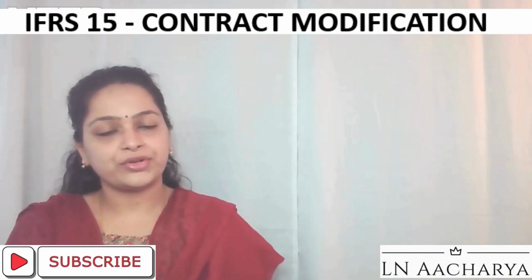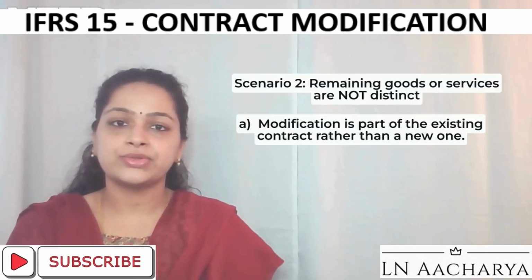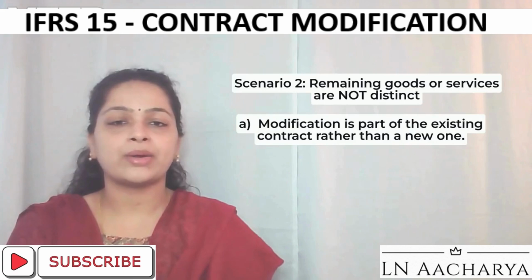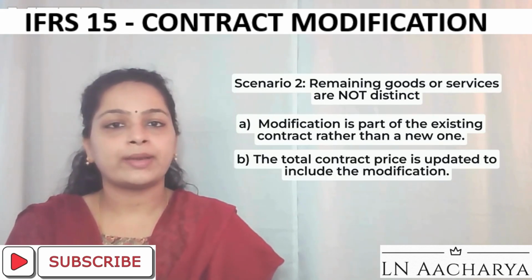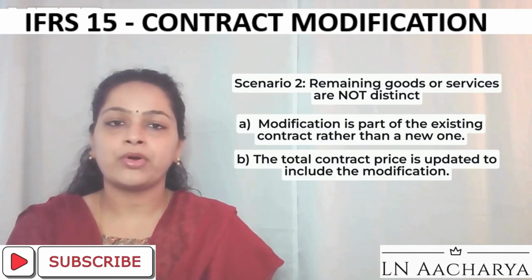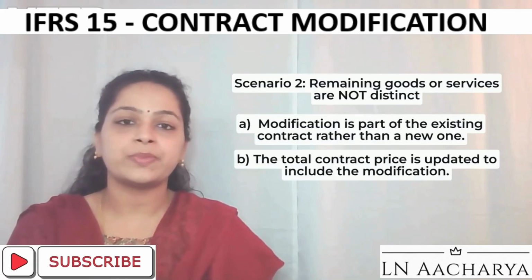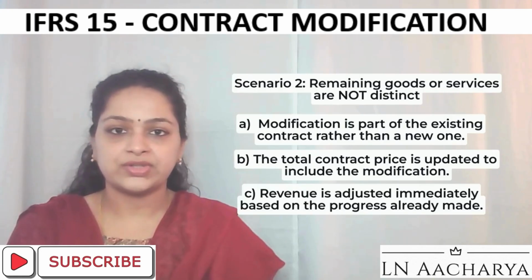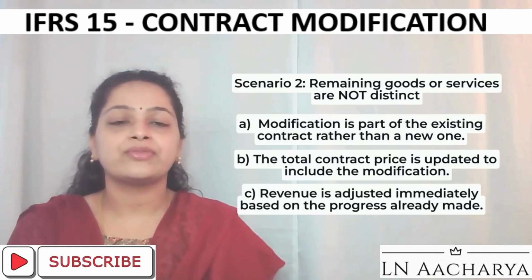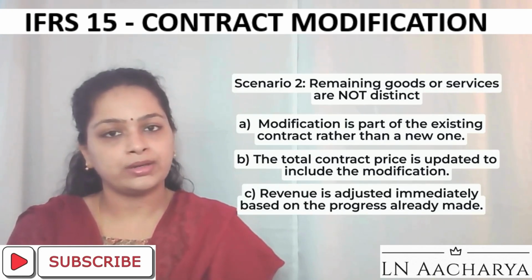If a contract modification does not add distinct goods or services, it is treated as a part of the existing contract rather than a new one. The total contract price is updated to include the modification and the adjustment is made to revenue immediately based on the progress already achieved. This ensures that the revenue reflects the updated price as the work continues.